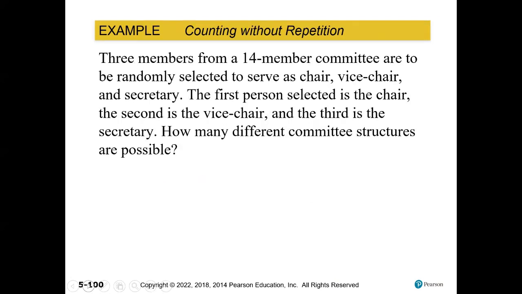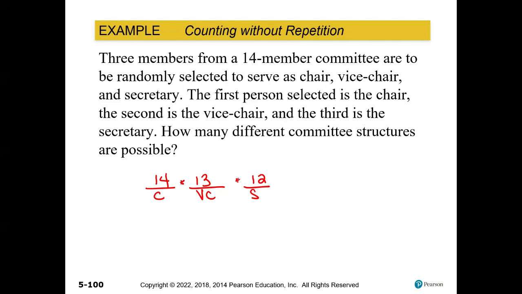3 members from a 14-member committee are to be randomly selected to serve as chair, vice chair, and secretary. The first person selected is the chair, second is vice chair, and third is secretary. How many different committees could be possible? Well, I have 14 people to pick for the chair. Once that first person is chosen to be chair, I cannot reuse that person. I'm now down to 13 for vice chair. And now 2 positions have been filled, so I've got 12 members remaining for the secretary position.